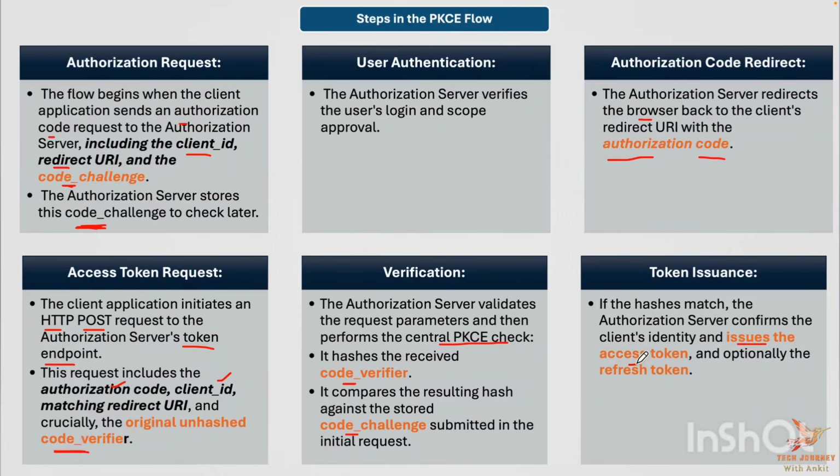First, you send the request to the authorization server along with the code challenge. The authorization server will store that code challenge. If user consent is required to finalize the scope, the user consent is taken. Then the authorization server will send the authorization code.